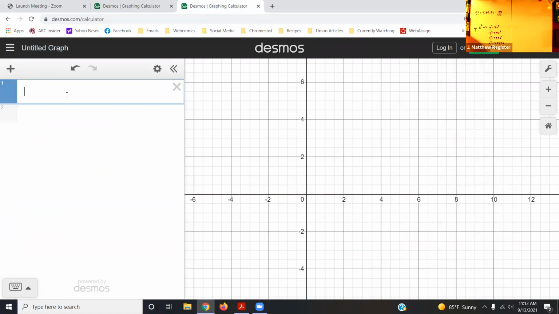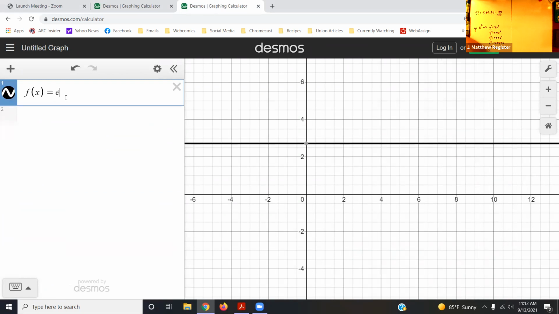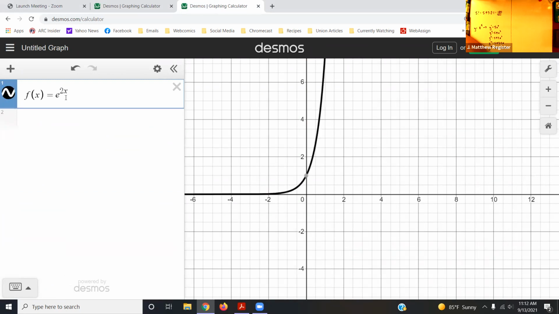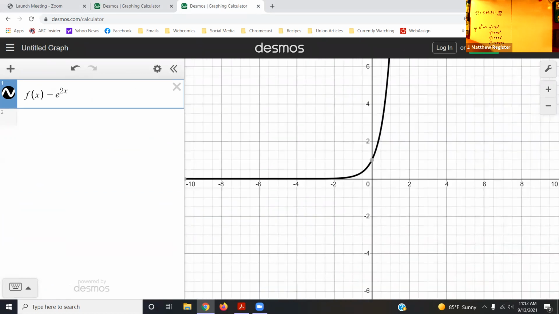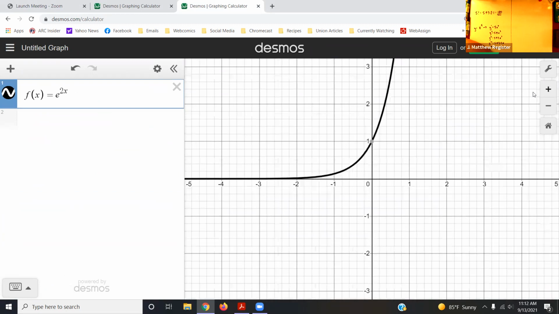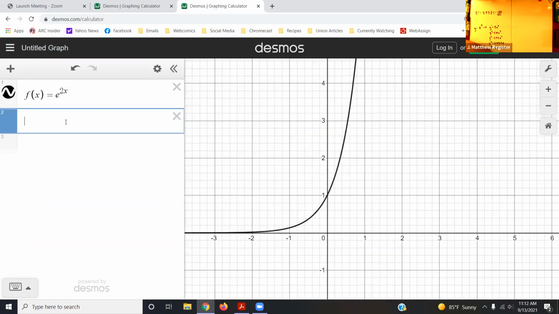And so let's start with just the function f of x equals e to the 2x. And we'll just zoom in a bit here just for fun so that we can really see the graphs of these. And so we'll start with our degree 0 Taylor polynomial, which would just be f of 0. And f of 0 is just 1.